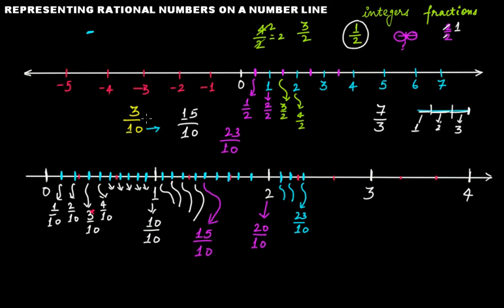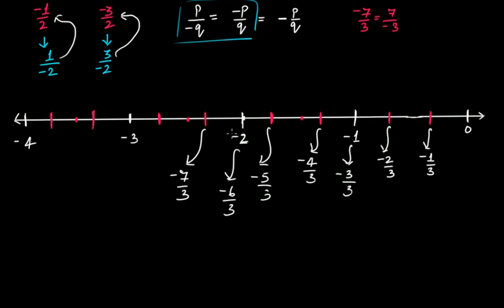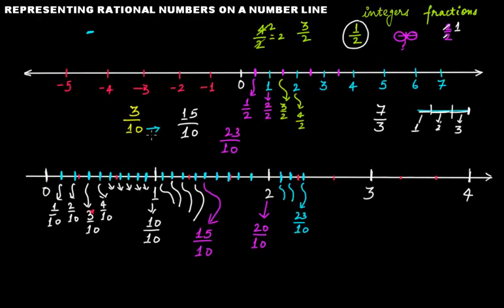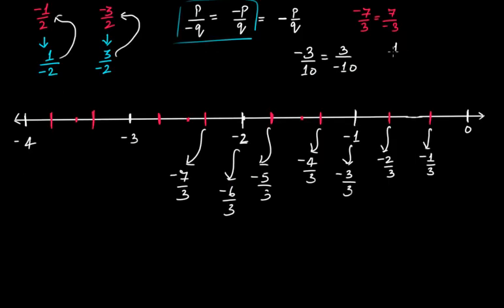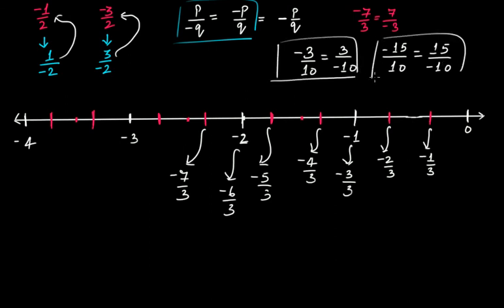That was 3 over 10 and 15 over 10. Can you do that? I'm just leaving that portion for you. That is minus 3 over 10, or someone asks you for 3 over minus 10, or someone asks you about minus 15 over 10, or 15 over minus 10. I'm leaving these two for you. That's really very simple, right? We know how to do that.